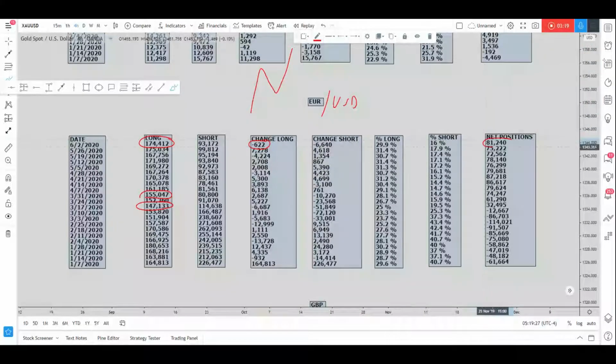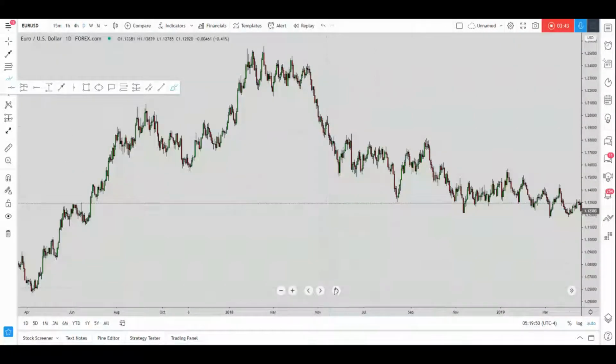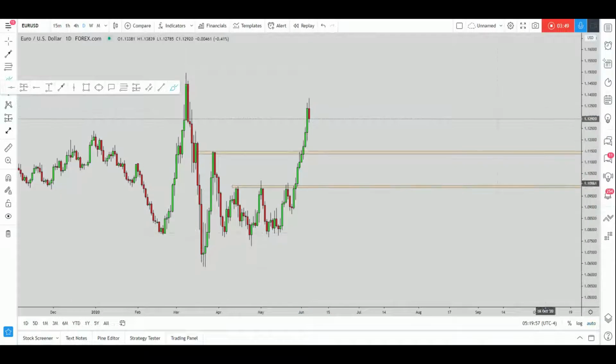And from a net position perspective, we are currently sitting again at 81K net positions, a very, very high number. So we went from minus 114K net positions all the way up to 81K, meaning that from an institutional perspective, hedge funds went from having more shorts than longs to having more longs than shorts on the Euro USD. And clearly the market just followed their positioning as usual. The market just exploded to the upside. They have all the money.